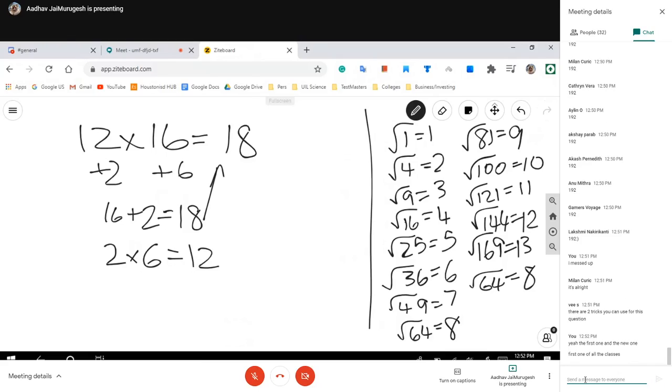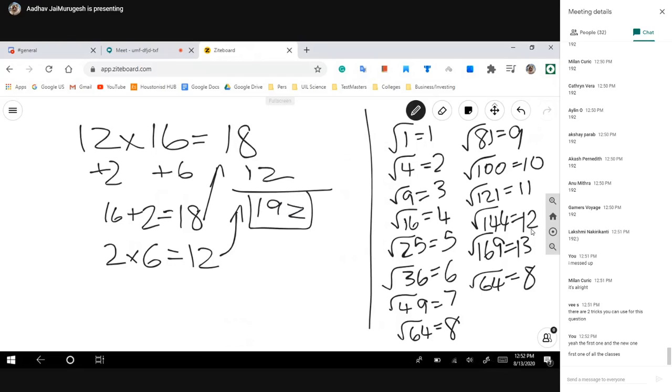So what's going to happen is you're gonna add 18 and 12 in a different way. So the answer is going to be 1, and 8 plus 1 is going to be 9, and 2 plus nothing is, of course, going to be 2. So the answer to the question 12 times 16 is, of course, going to be 192.